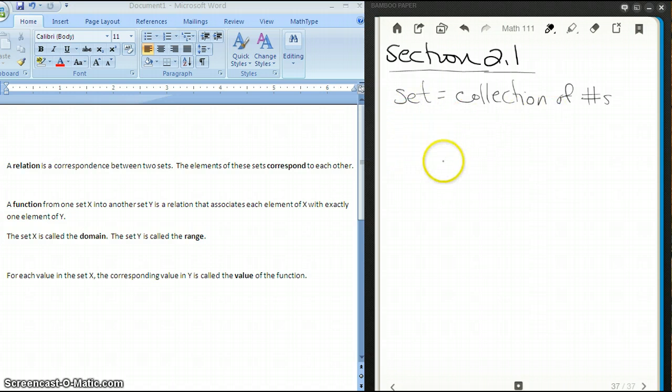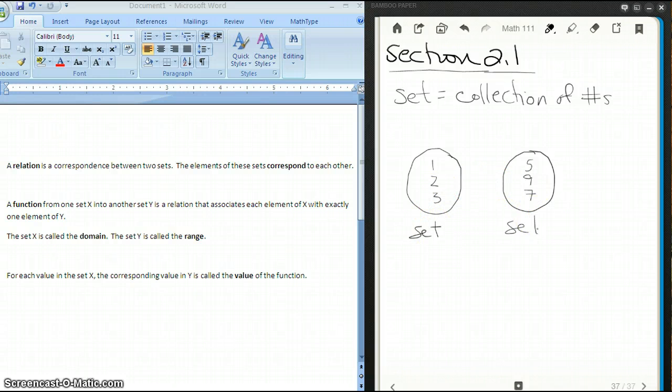Two collections of numbers, right? So I could, for example, draw something like this, and maybe you've seen something like this before, where I have some numbers here, and maybe some different numbers here, 5, 9, and 7, or something like that. And these are each a set of numbers. They're each a collection of numbers.